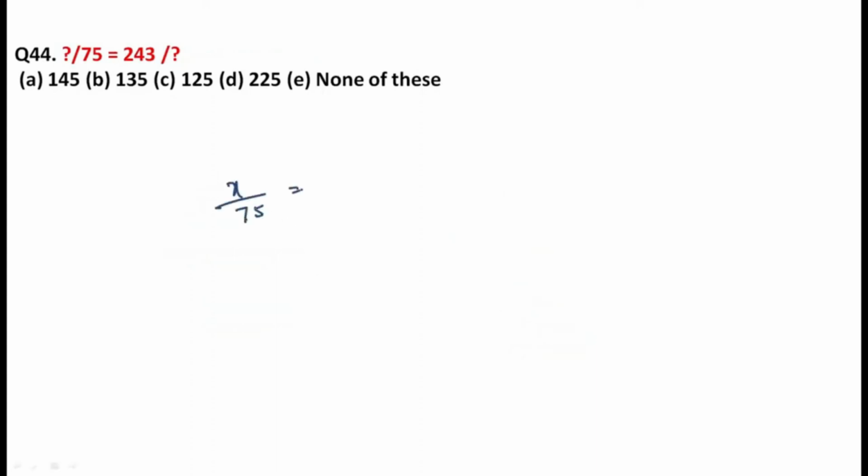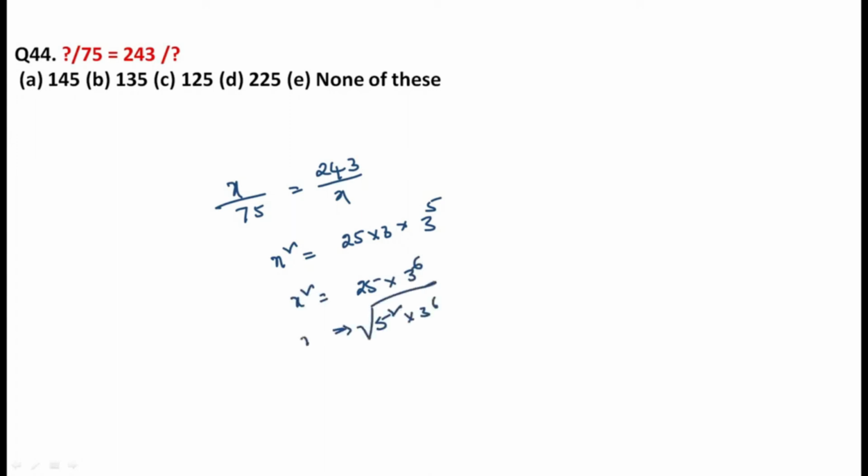X by 75 is exactly equal to 243 by x. Now x into x is equal to x square. 75 you can take as 25 into 3. 243 means it's 3 power 5, guys. Now the 25 into 3 power 6 is equal to x square. The final value: 5 square into 3 power 6 under the root is the value of x here.